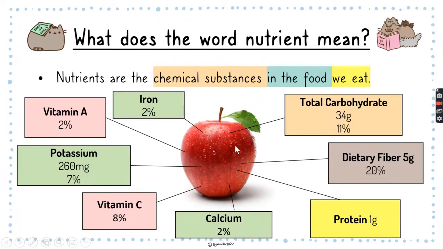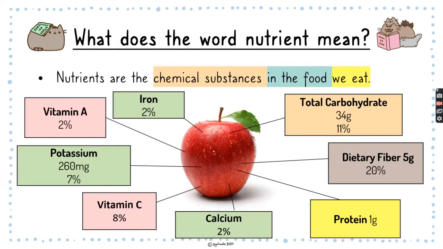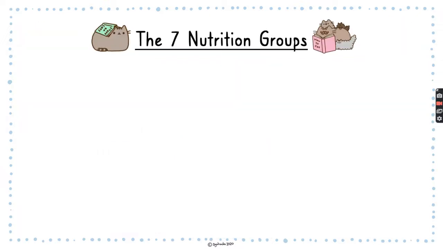So the whole apple here contains all of these chemical substances, all these nutrients and all of these biomolecules. That's why they say an apple a day keeps the doctor away, because it has quite a lot of nutrients that are good for your body.